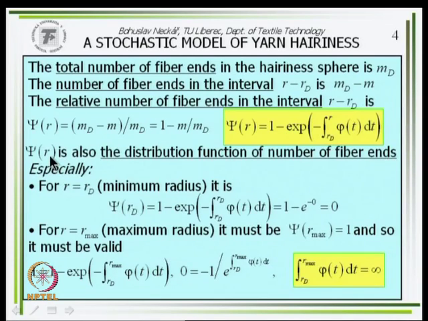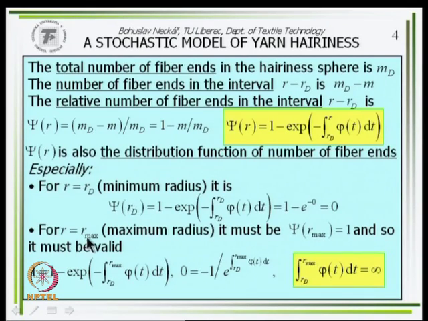Well, so psi has the sense of the function psi, the distribution function of the number of fiber ends. How is it on the radius R formally when we write it? If R is RD, the minimum radius, I must write RD in the place of R, so that I obtain this here. But the integral from RD to RD is equal to 0, evidently. So this is 1 minus 1, which is 0. Okay? Well, it corresponds to our intuitive feeling. This function is equal to 0 for R equal RD.